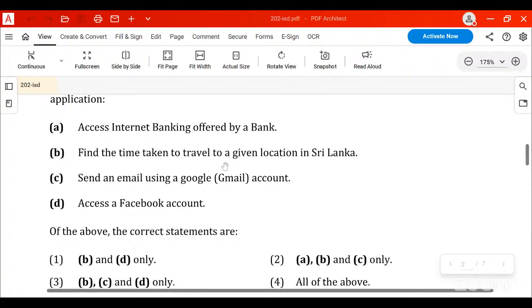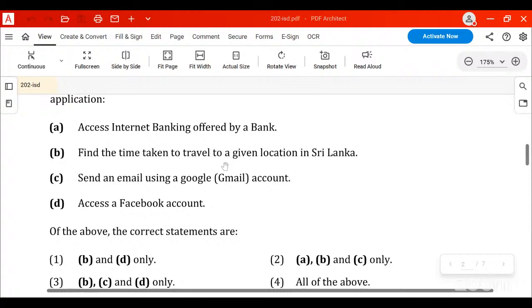Just think which application we can use on the mobile phone. Access internet banking offered by a bank. Yes, we can install the banking app and we can do transactions using the smartphone, mobile phone.